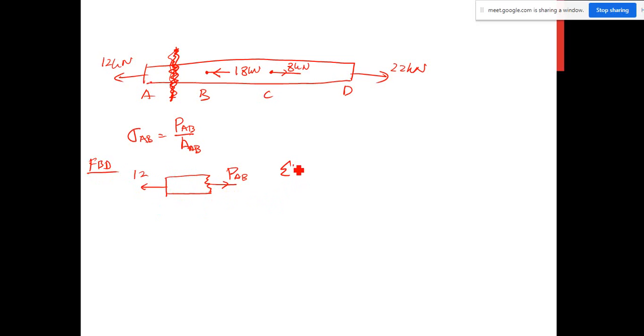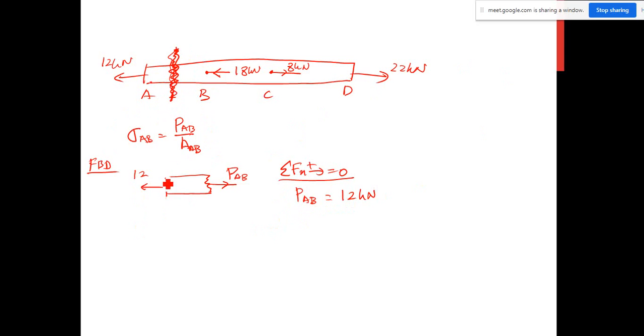Summation of F in x direction must be equal to 0. So from here, PAB is equal to 12 kilonewton. So you get PAB, and PAB is the internal force. Why internal force? Because we do the sectioning and then we see what the force is inside the material.